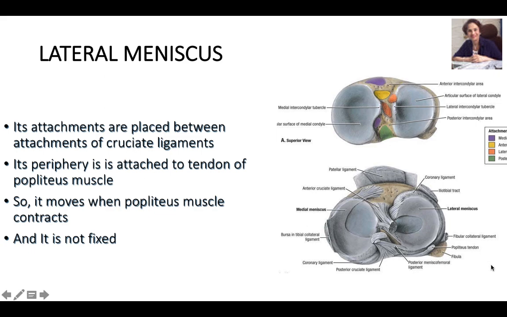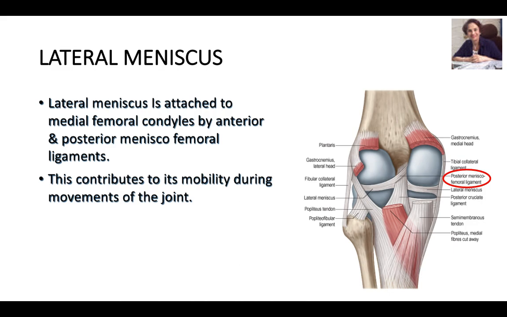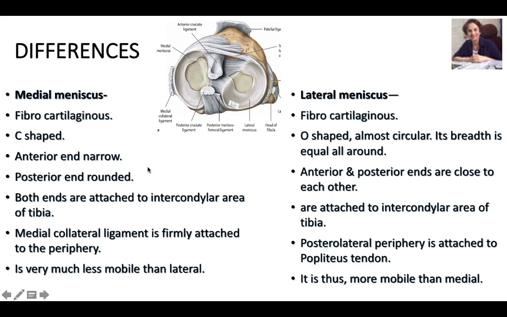In addition, it is also attached to the femur by the menisco-femoral ligaments, so that also gives rise to good mobility. So it is not fixed because of these two attachments. The lateral meniscus is attached to the medial femoral condyle by the anterior and the posterior menisco-femoral ligaments.